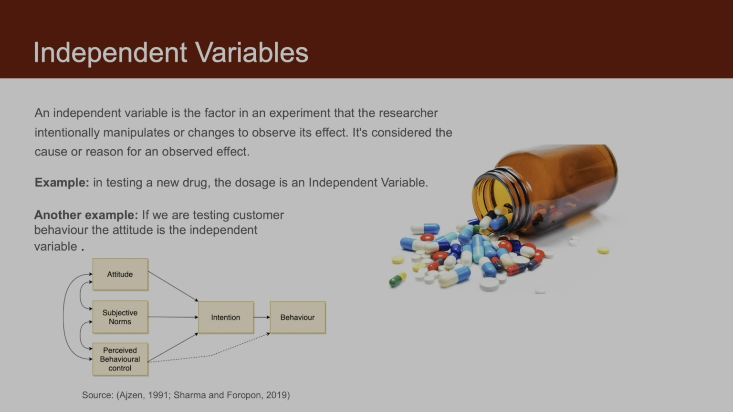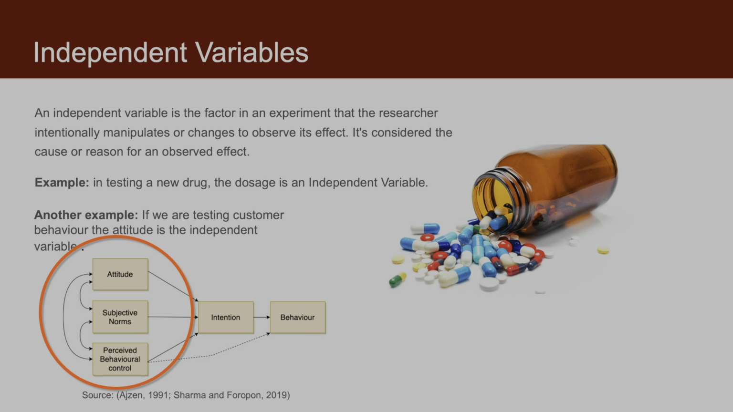For example, in testing a new drug, the dosage is an independent variable. The independent variable is the cause and it causes the dependent variables to change, for example, the patient's health. Like changing the motivation methods at work, it might change the work performance positively or negatively. If we are testing customer behavior, the attitude in this case is the independent variable.